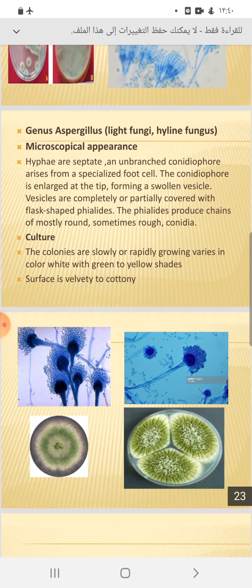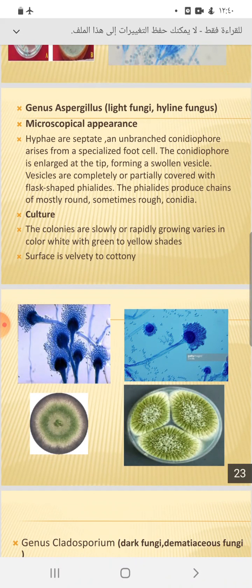Microscopical appearance of Aspergillus: the hyphae are septated. An unbranched conidiophore arises from a specialized foot cell. The conidiophore is enlarged at the tip to form a swollen vesicle, as you see in this picture. The vesicles are completely or partially covered with flask-shaped phialides, and the phialides produce chains of rounded spores, also called conidia. Conidia means spores. Okay?